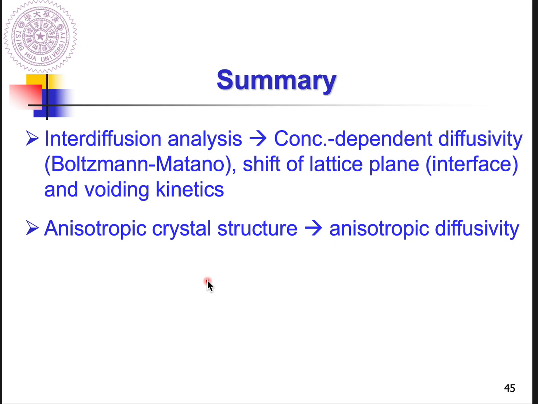And the more detailed parts, how lattice constant changes affect the diffusivity, we are going to introduce in the next lecture, lecture 4. Okay, so you just have a rough image of this. An anisotropic crystal structure definitely will lead to an anisotropic diffusivity. Okay, so today let's end it here.